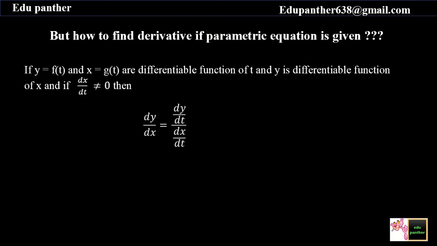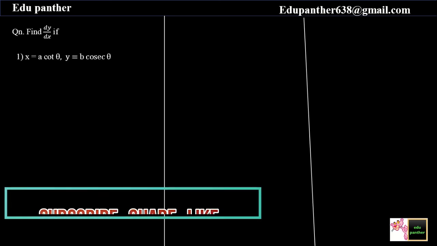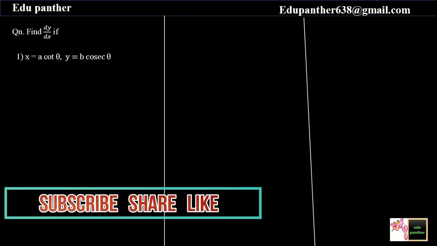Now remember one thing, here in our definition of parametric function we have taken parameter as t, but it's not compulsory that every time parameter will be t only. It can be theta or any other variable also. So we'll see one example. So we have to find dy by dx, that means we have to find derivative of y with respect to x. If so, our question is x is a cot theta and y is b cosec theta. x is a cot theta, y is b cosec theta.